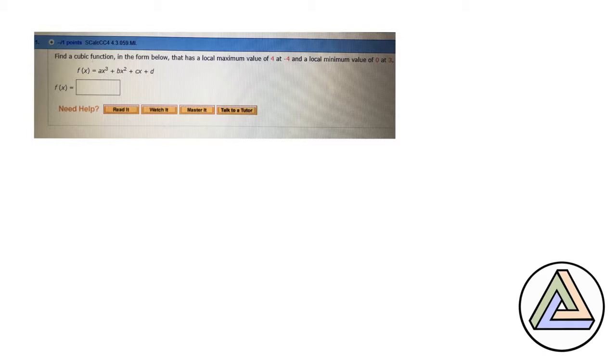So let's just get right to it. Find a cubic function in the form below that has a local maximum of 4 at -4 and a local minimum of 0 at 3. So here's what the cubic function looks like.